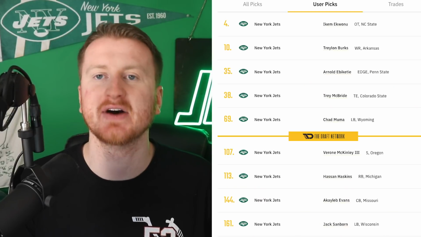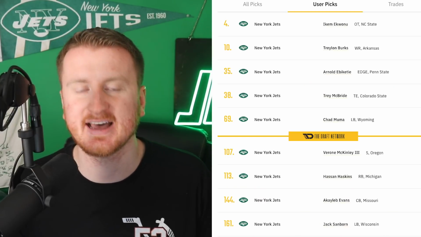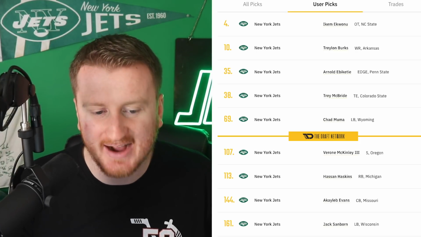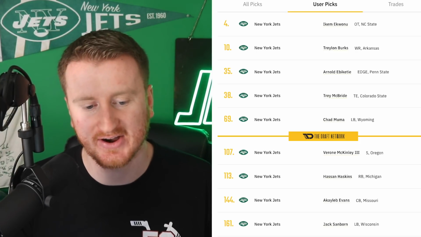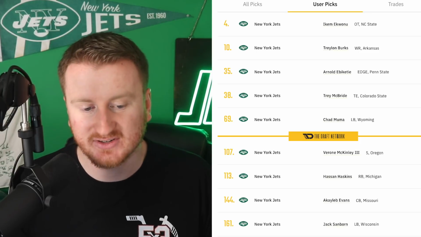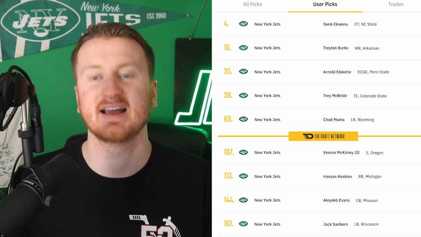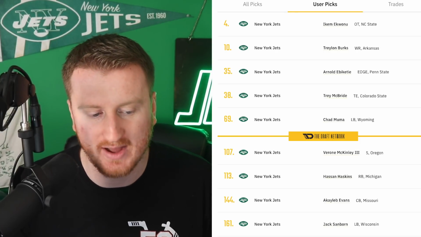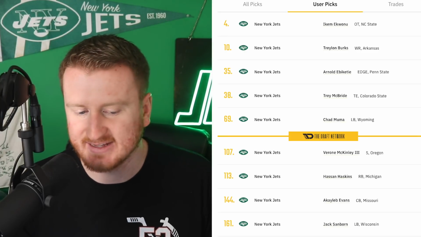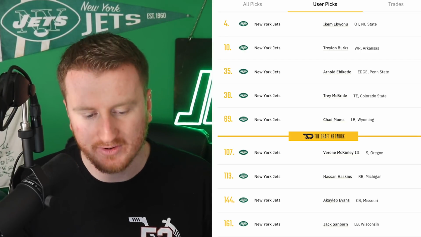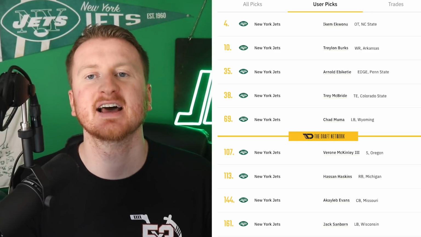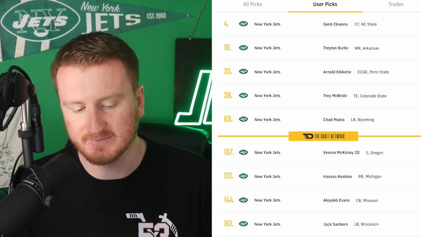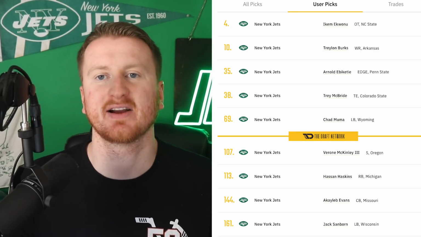I had Ekwonu at pick 4, Treylon Burks at pick 10. There is your offensive line help, your player who can play guard or tackle, and your wide receiver playmaker. At pick 35, I have an edge rusher, Arnold Ebiketie from Penn State. Then Trey McBride at pick 38. Chad Muma, the linebacker from Wyoming in the 3rd round. 4th round lands your safety, Verone McKinley out of Oregon. And then I picked Hassan Haskins at the end of the 4th round. And then I went cornerback, Caleb Evans from Missouri, and Jack Sanborn, the linebacker of Wisconsin there.